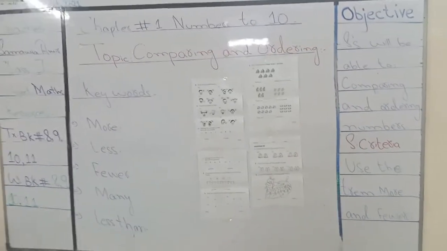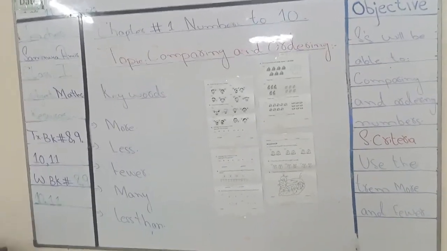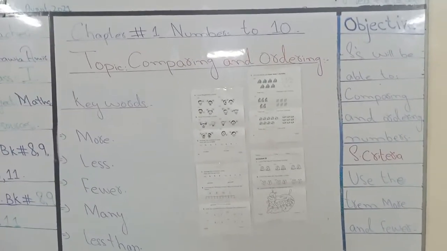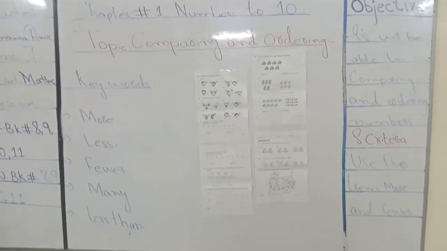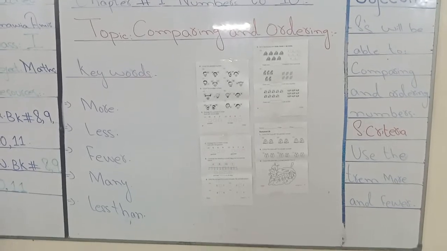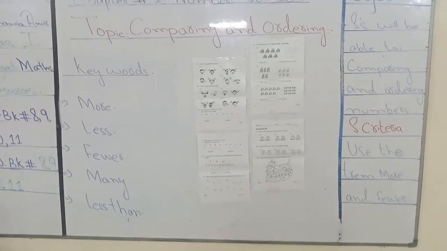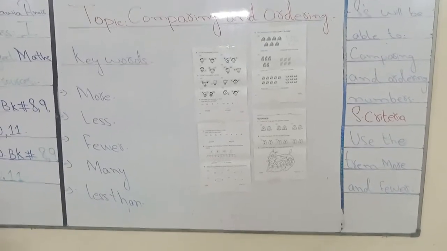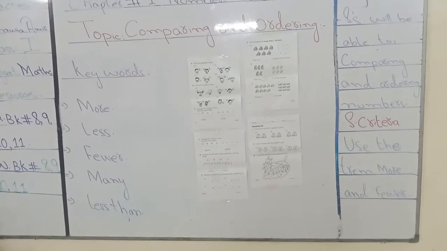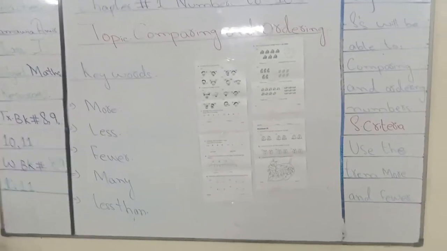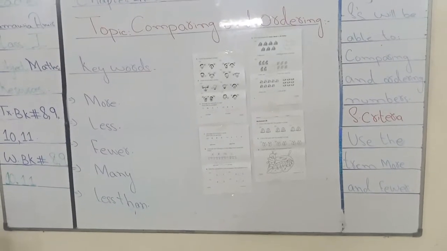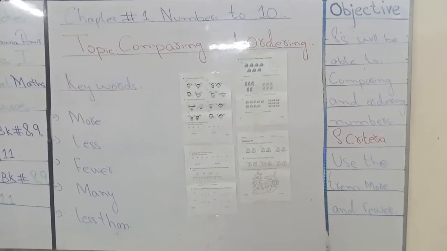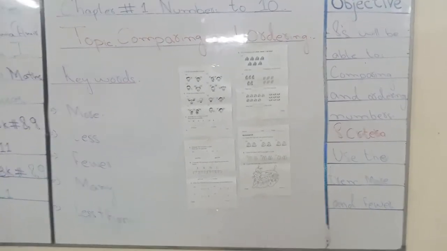Okay, now the topic. Today our topic is comparing and ordering. Firstly, here are the keywords. More means a lot. Less means fewer. Fewer, many, less than, greater than.